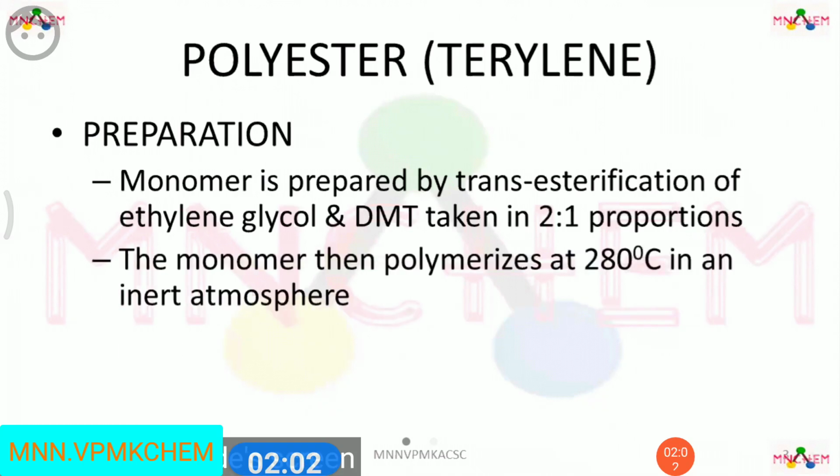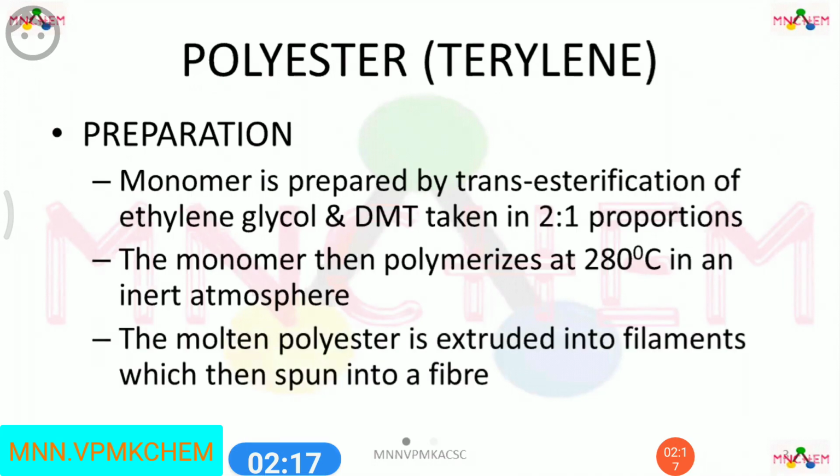The monomer which forms by the condensation of ethylene glycol and dimethyl terephthalate then polymerizes at 280 degrees Celsius in an inert atmosphere, and we get the molten polyester. Then the molten polyester is extruded in filaments and spun into a fabric or fiber.